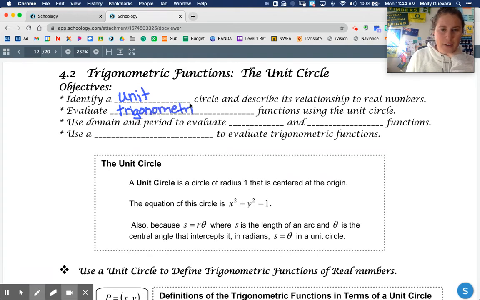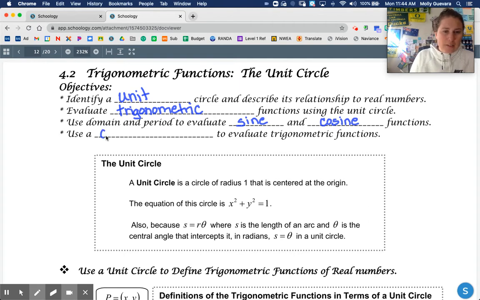So we're going to evaluate the trig functions using the unit circle. So using that unit circle as a tool, we can figure out the values of different trig functions. Then we're going to use the domain and period to evaluate sine and cosine. So we're going to look just at sine and cosine functions today.